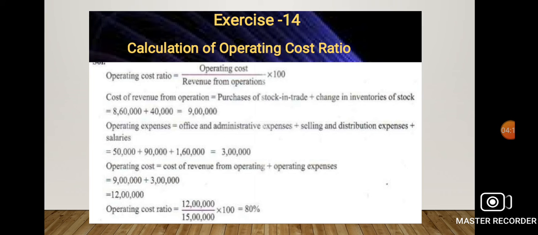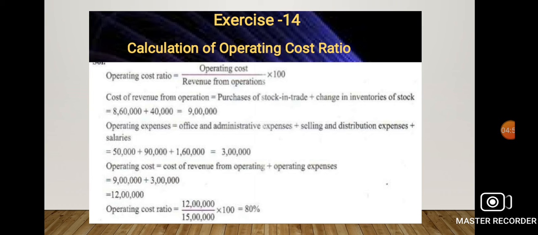So I will read the question. The first one, find out the operating cost ratio. What is the formula of operating cost ratio? Operating cost divided by revenue from operations into 100. First, operating cost means cost of revenue from operations plus operating expenses. Cost of revenue from operations rupees 9 lakh plus operating expenses 3 lakhs. So totally rupees 12 lakh. It is the operating cost value.